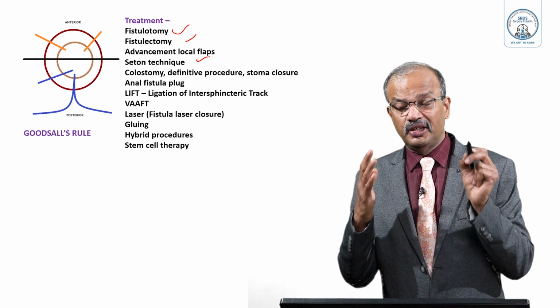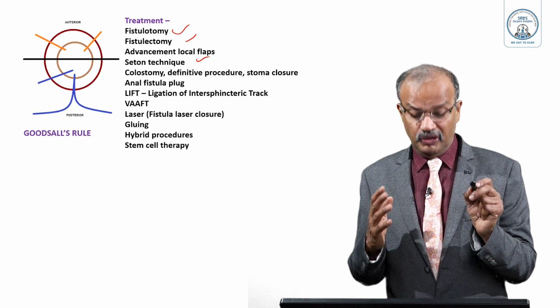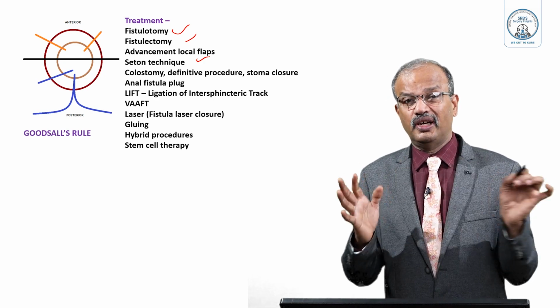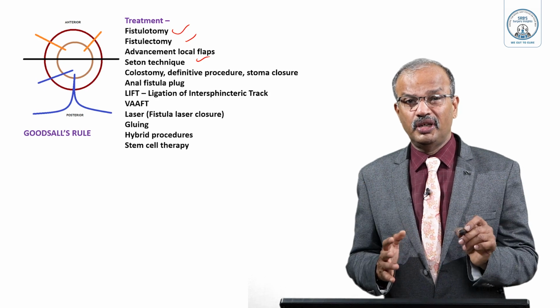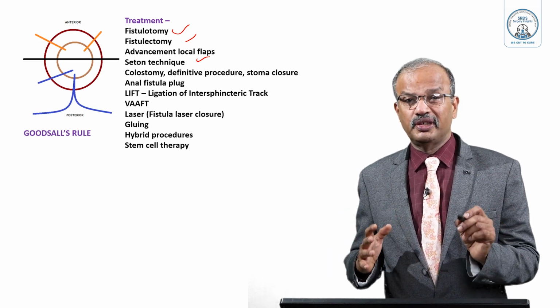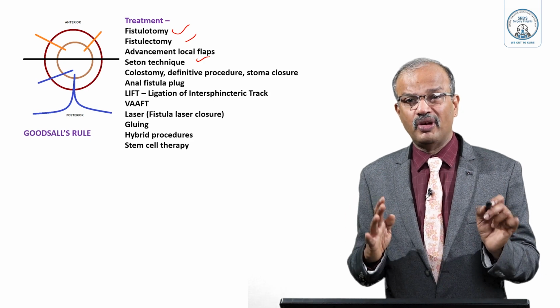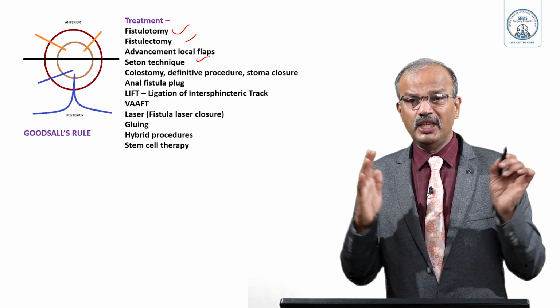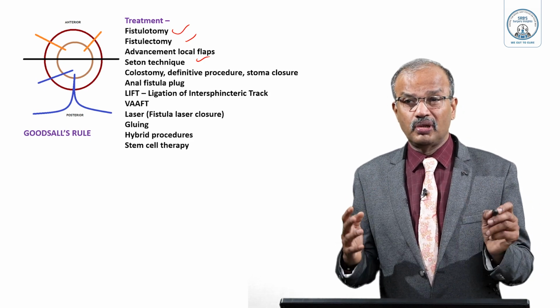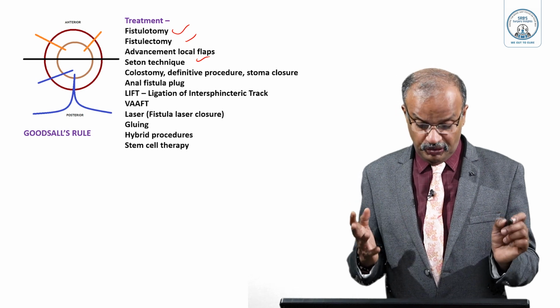Colostomy: in a very high extra-levator, recurrent fistula, you have to do a colostomy and divert the fecal matter to prevent contamination. Then do the definitive procedure as a stage. Once everything is healed, which you will evaluate by MRI or other methods, only then you close the colostomy, after 6 months and so on.